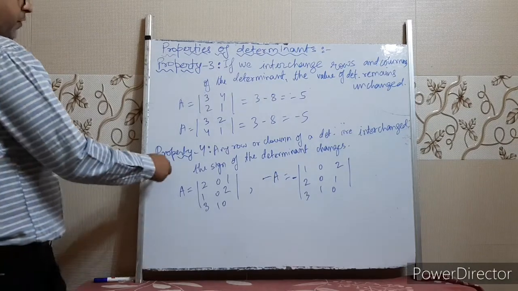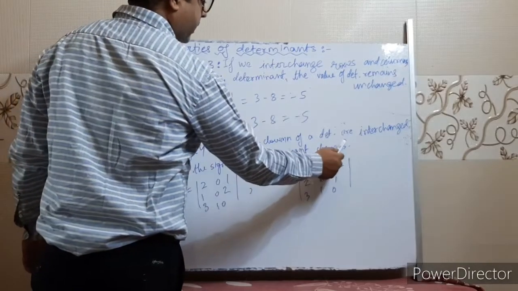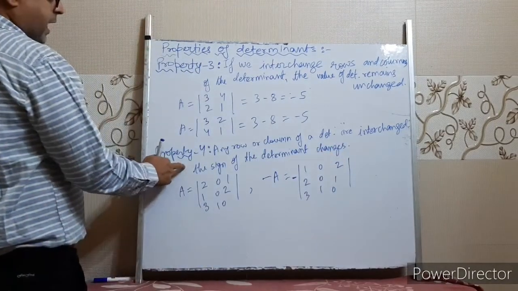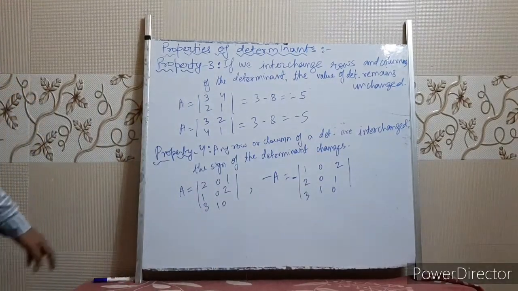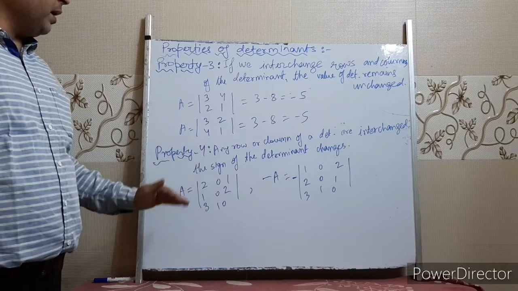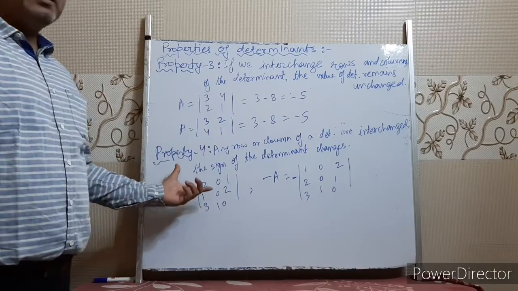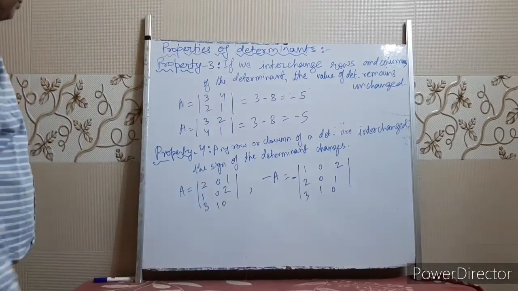Now see property 4. If any two rows or columns of the determinant are interchanged, the sign of the determinant changes. What does that mean? It means that on changing any particular row with any other row, there will be a minus sign of the whole determinant. The minus sign comes out.